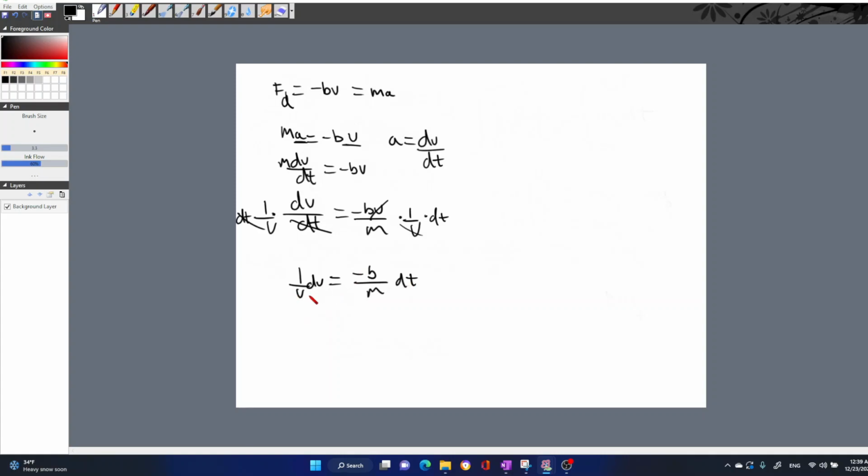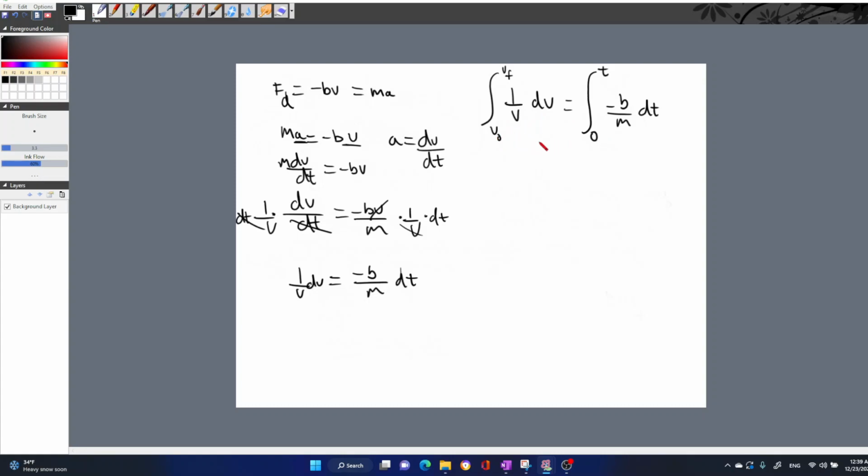So now that we have all our v's on one side and the t's on the other side, we can start integrating. So we can take the definite integral of 1 over v dv from the bounds of v naught to vf and set that equal to the definite integral of negative b over m dt from bounds of time 0 to time t, which is our final time.